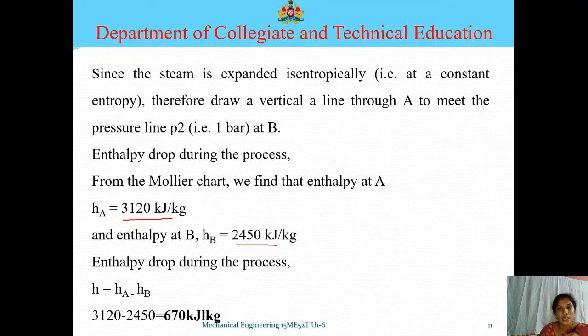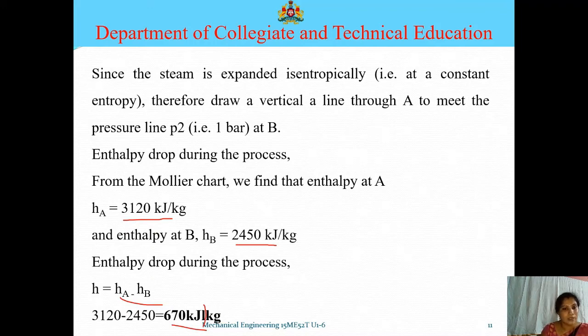Then what was the question asked in the problem? They have asked us to find out the drop in the enthalpy, that is the difference between HA minus HB. Now I got the value of HA directly and HB directly. I am going to substitute those values in this particular equation, and I'll get the answer as 670 kilojoules per kg.